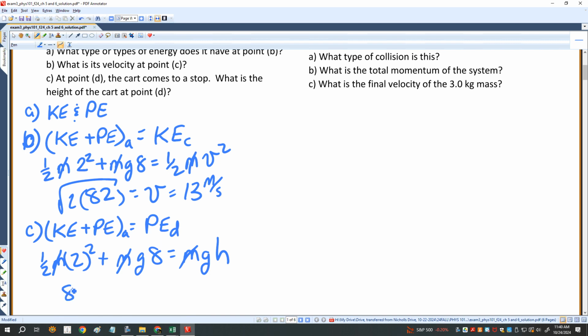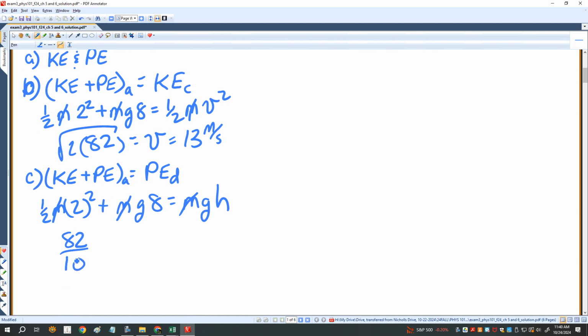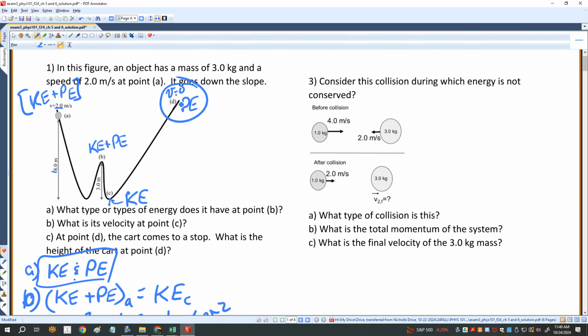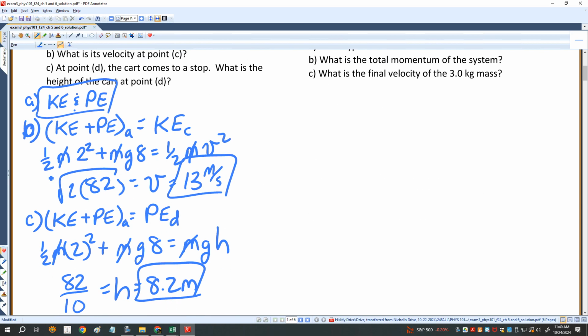That's 82 divided by 10 equals h, or 8.2 meters. That's the right answer there, 13. And just checking in here, notice that this height is higher than that height, as it should be.